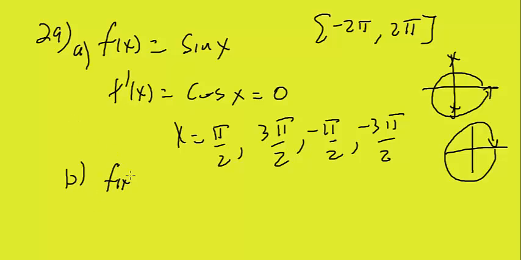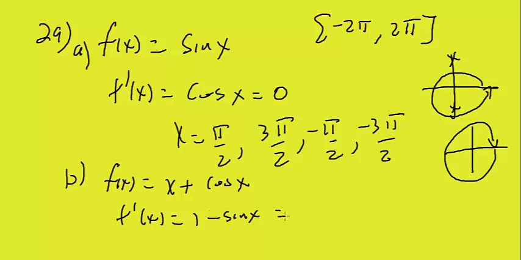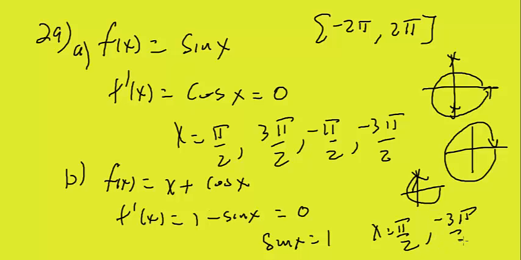Okay, f of x is equal to x plus cosine of x. Now, take the derivative, which is 1 minus, actually. Derivative of cosine is negative sine, so 1 minus sine x. Set it equal to 0. That's what horizontal tangent means. So sine x is equal to 1. Where is sine x equal to 1? Right there, which is x equal to pi over 2. But if you go in this direction, it is negative 3 pi over 2.